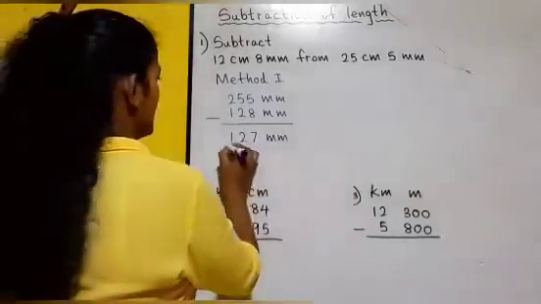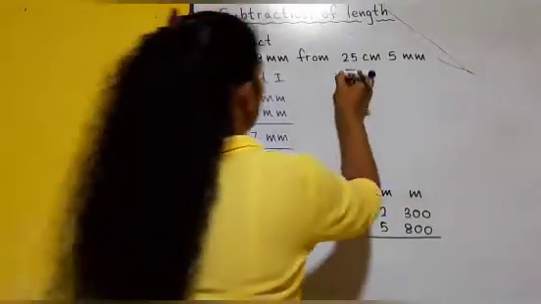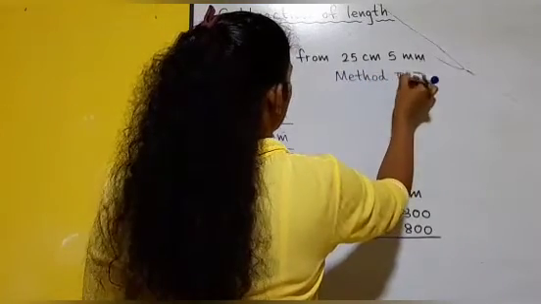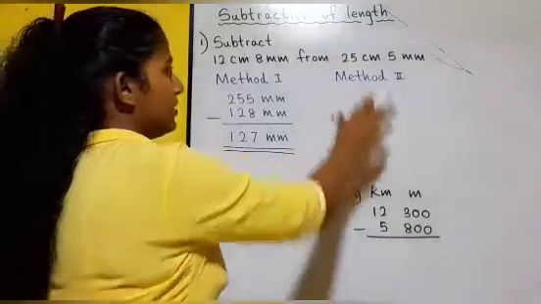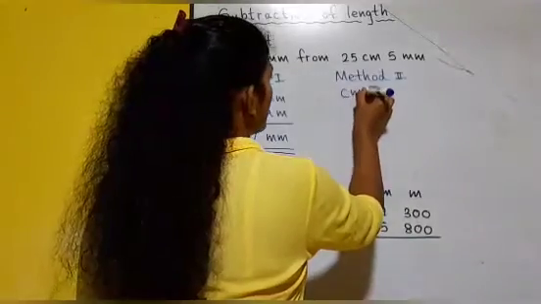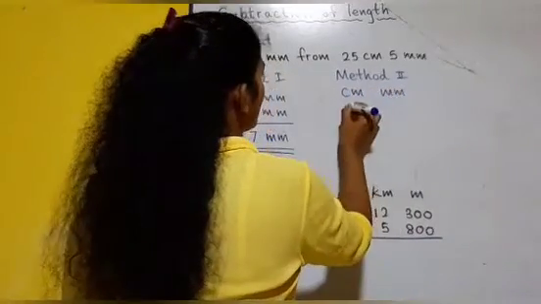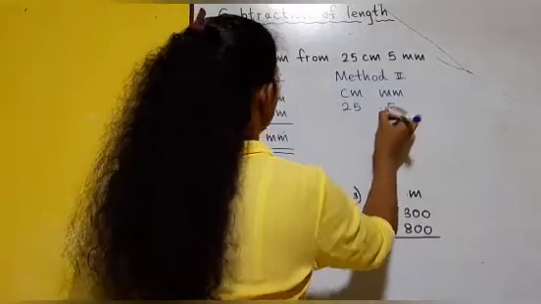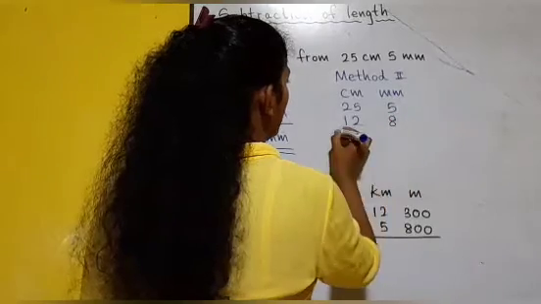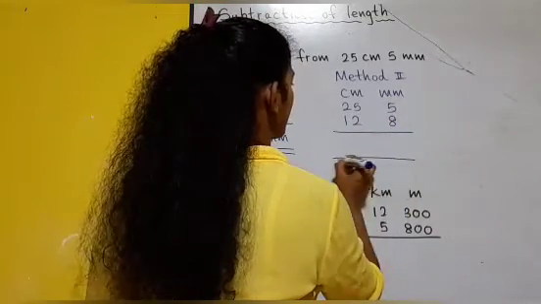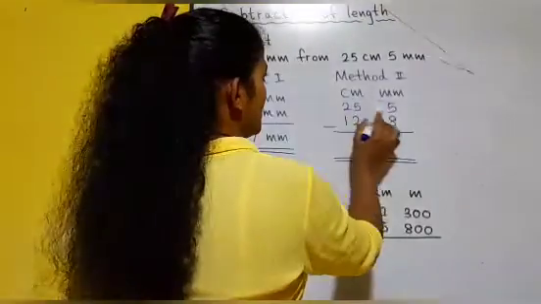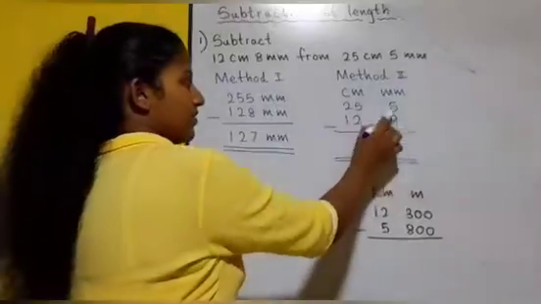127 millimeters is the answer here. Then in method 2, we can do it by keeping them as centimeters and millimeters. 25 centimeters 5 millimeters minus 12 centimeters 8 millimeters. Here you can't subtract 8 from 5.